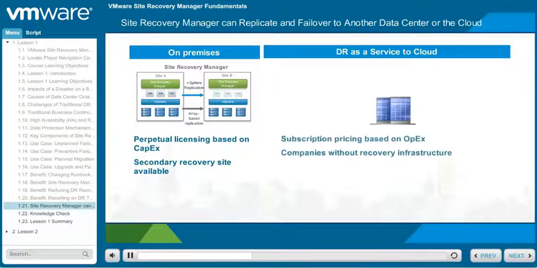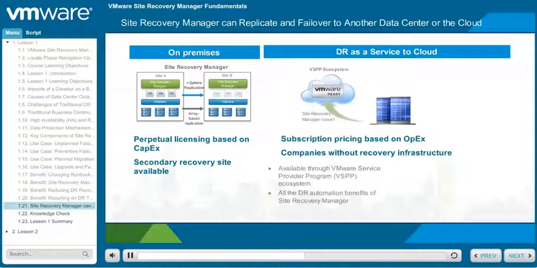But what if you don't have a secondary site? What if the CapEx costs are too high for a secondary site? In this case, you can choose to replicate to the cloud using a DRaaS, Disaster Recovery as a Service model, moving the costs of DR from CapEx to OpEx. There are 2 options that can be used in this scenario. The first option is to replicate to a cloud provider who is part of the VMware Service Provider VSPP program. In this case, Site Recovery Manager is used, just as in the on-premises scenarios recently described.